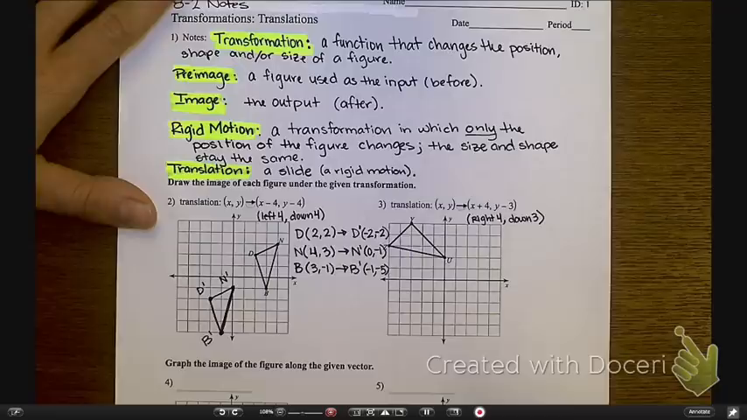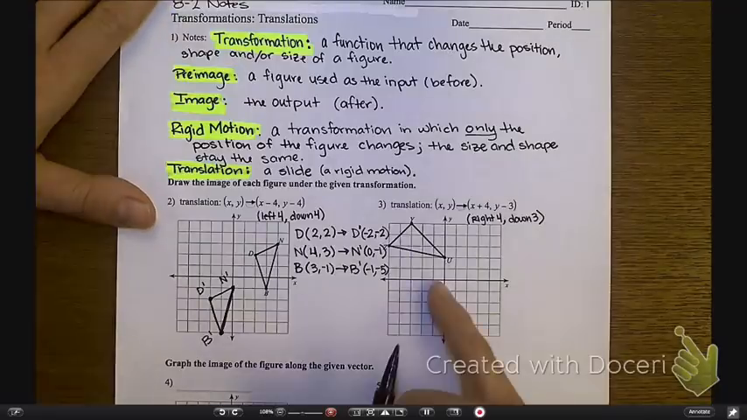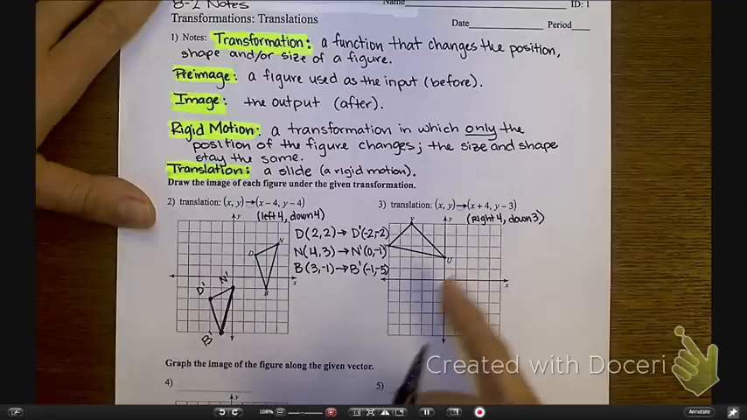Okay, what I'd like you to do right now is pause the video for just a moment, and then try to figure this one out. And when you're done, play the video so that you can check your work.